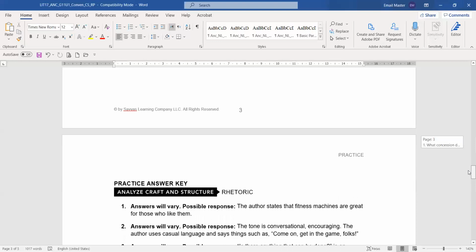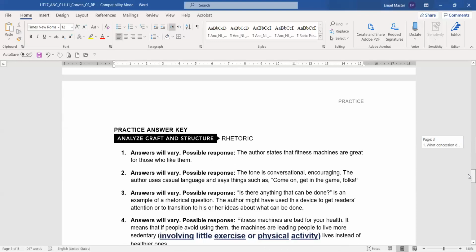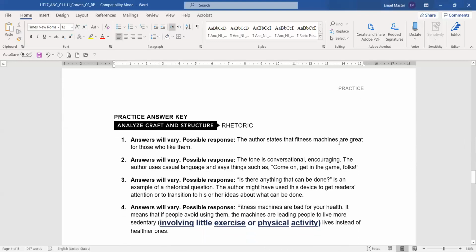So what is an opposite idea here? The author states that fitness machines are great for those who like them. So he acknowledges that some people like them. And the second one, the tone is conversational and encouraging. So the author uses very casual daily language and says things like, come on, get in the game, folks.